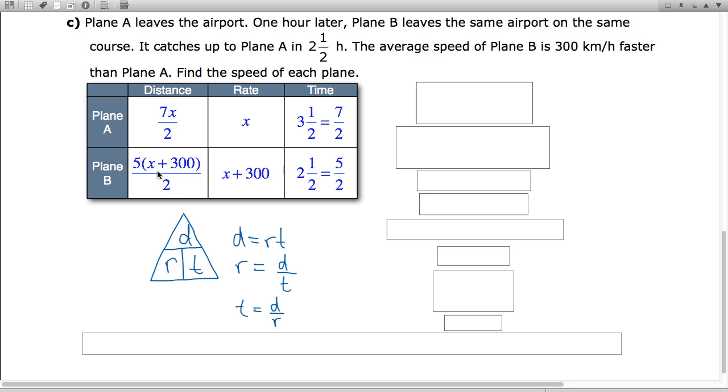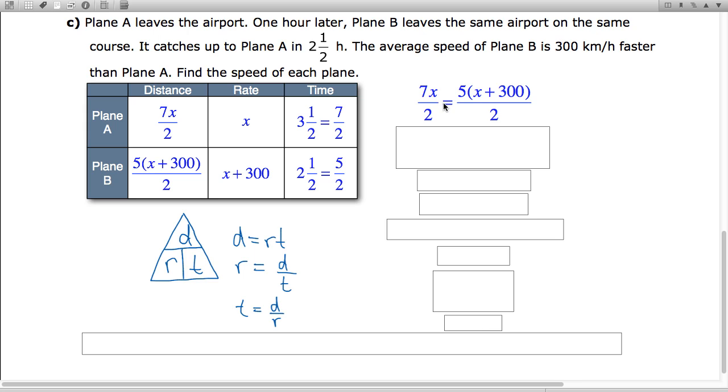So anyways, distance is equal to speed times time. So you're doing x plus 300 times 5/2, or multiplying in the opposite order. It doesn't really change anything. In any case, at that distance that they've traveled, they're supposed to meet up with each other, so these two distances should be equal, and that is the equation that we're going to use for this problem.